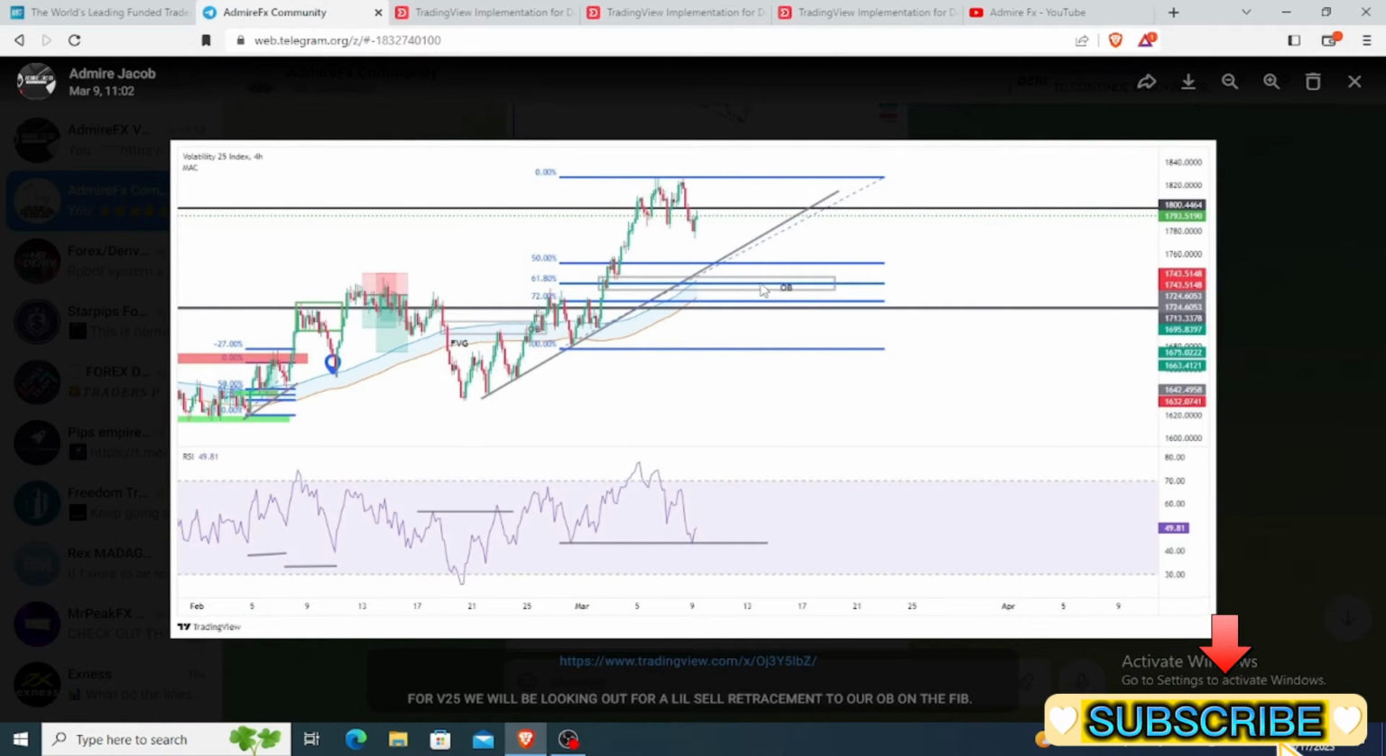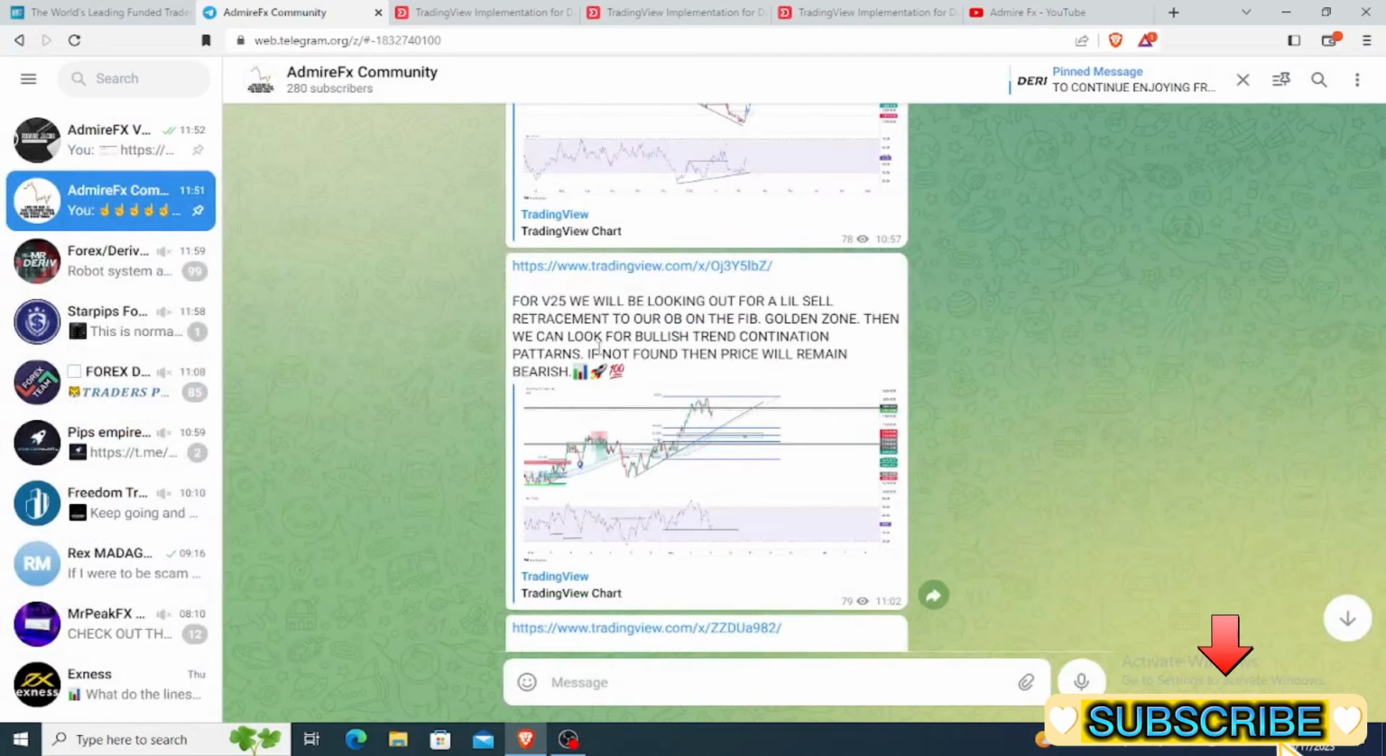Okay, we had an order block here, or our Fibonacci golden zone. The Fibonacci golden zone is between the 50% and 72% levels, which is this blue line you're seeing here, and it comes in line with our trend line which we plotted here. So we're looking for price to get to our Fibonacci golden zone and then look for bullish trend continuation.